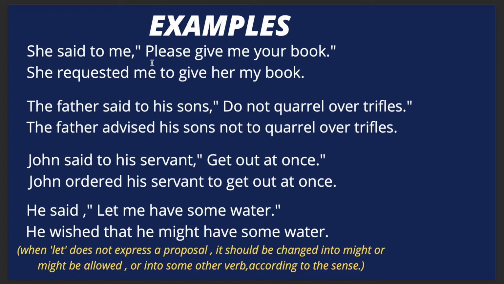Now, as I told you, we have to see whether the sentence is positive or negative. If it is positive, the comma should be replaced by "to". If negative, beginning with "don't", the comma will be replaced by "not to". Since this sentence is obviously a positive sentence, we are replacing the comma by "to". She requested me to give her my book. Other changes remain as explained earlier to you.